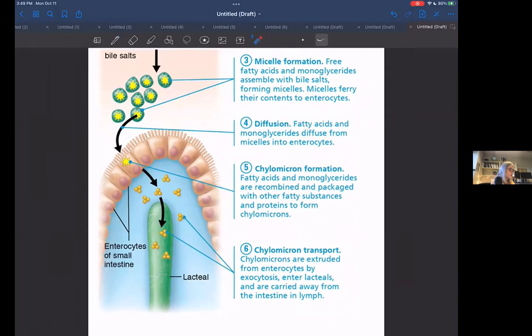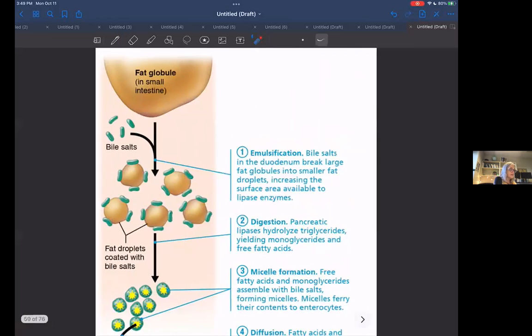Notice that the fatty acids have these micelles, which contain bile salts. They come through, and then we have these fatty acids, which are surrounded by protein, and the protein makes them water soluble, so water soluble in the lymph. So we could say that lipids specifically are transported through the cells.